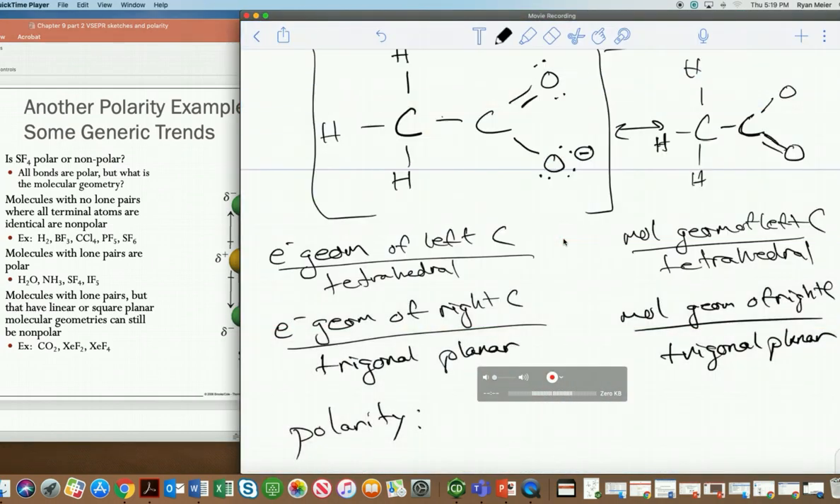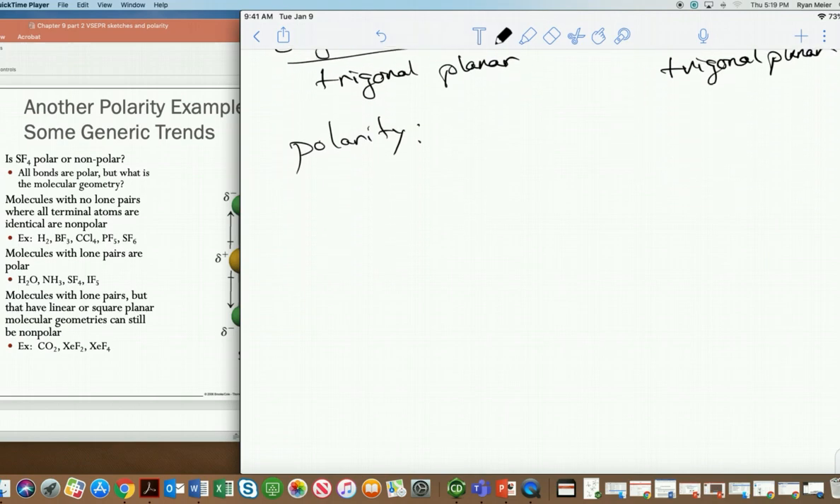So if I want to draw this thing's Lewis structure for SF4, if I count my total valence electrons, each fluorine has 7, right? So 28 plus 6 from sulfur is 34. So when I go to draw this thing's Lewis structure, I'll draw it this way actually.